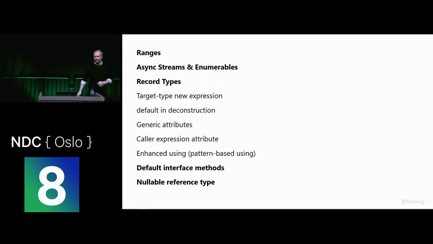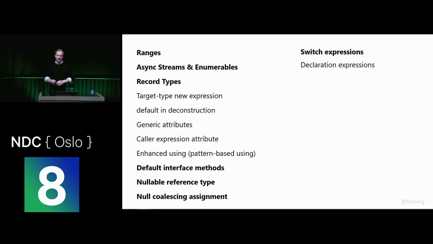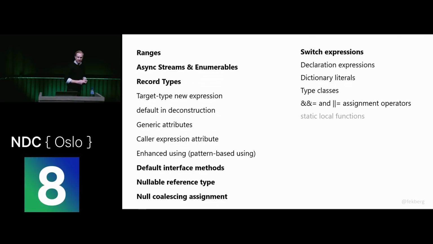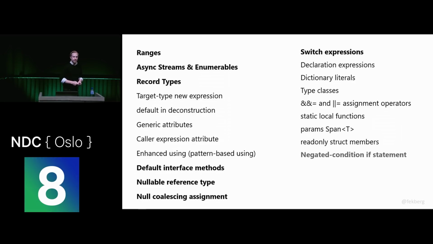Nullable reference types, null equalizing assignments, switch expressions, declaration expressions, dictionary literals, type classes, and is equal and or is equal assignment operators, static local functions, params of span of T, read-only struct members, negated conditions, if statements, null conditional await, and probably a few more things.